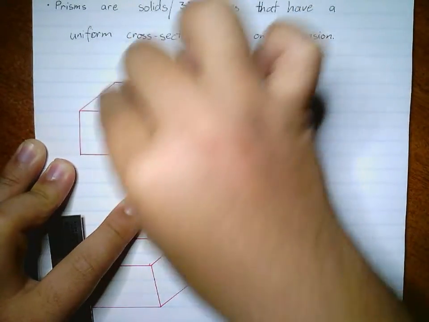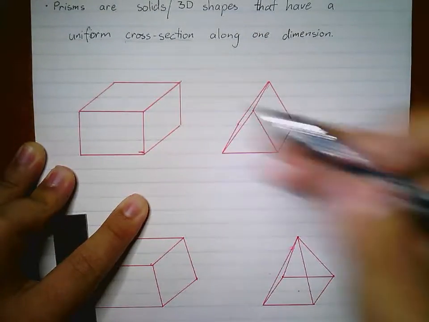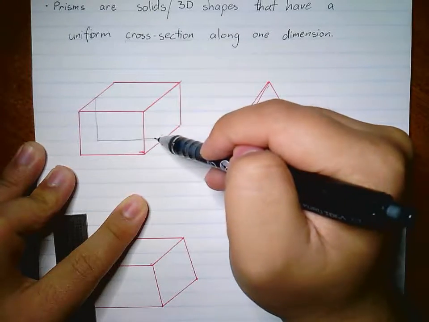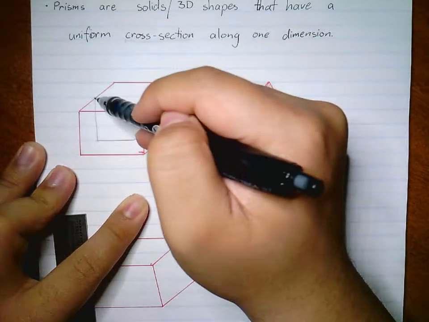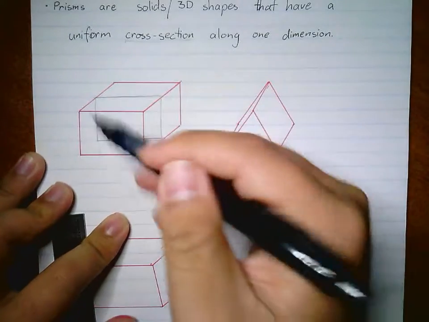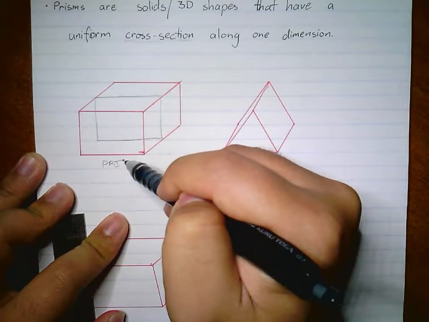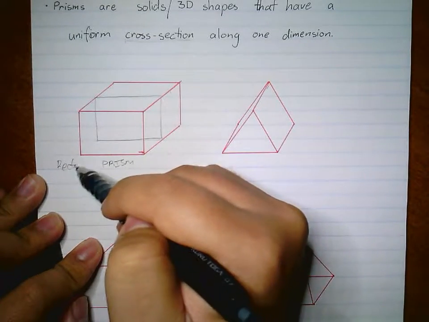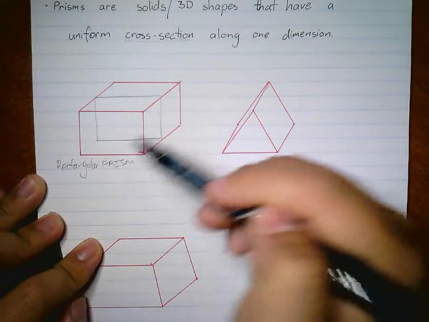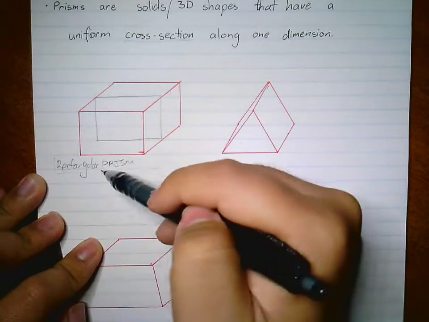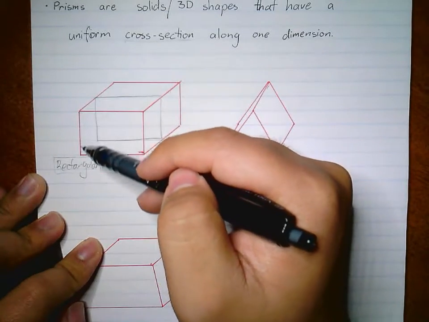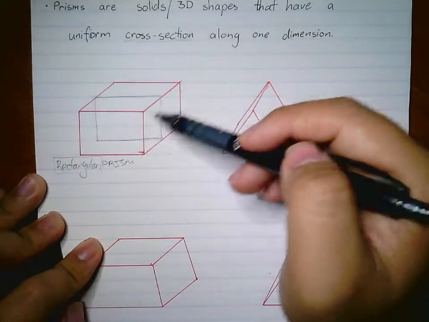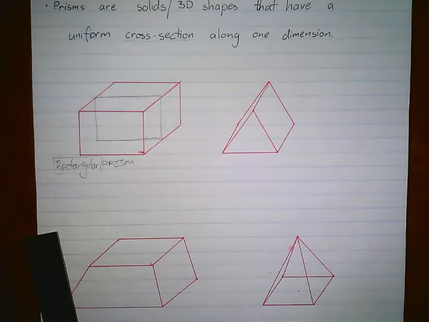Let me just clean this up a little bit. So let me just show you again. If we were to chop it here, we would actually get a rectangle. So this one here is a prism. It's actually a rectangular prism, because it is determined by the cross section that it makes. So the cross section is a rectangle, therefore this is a rectangular prism.